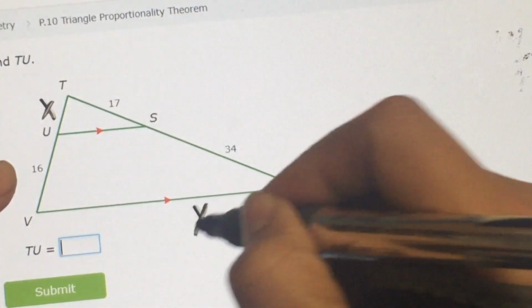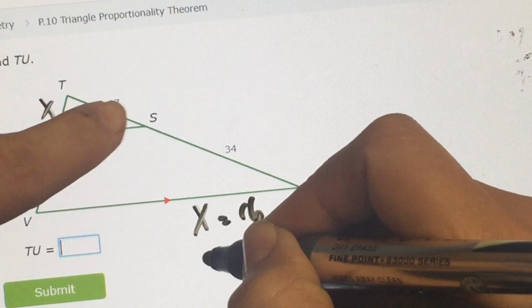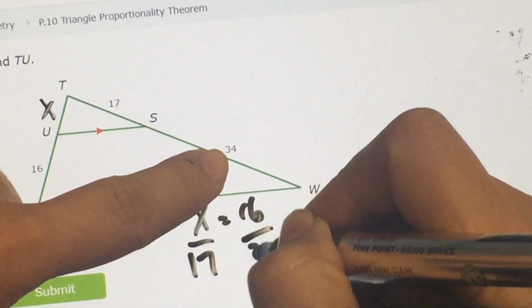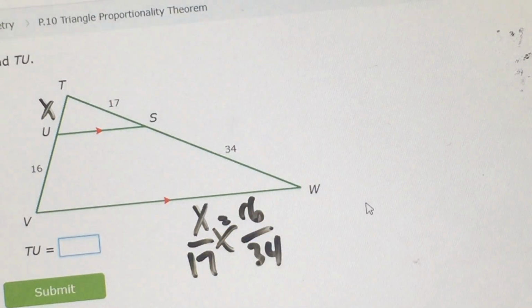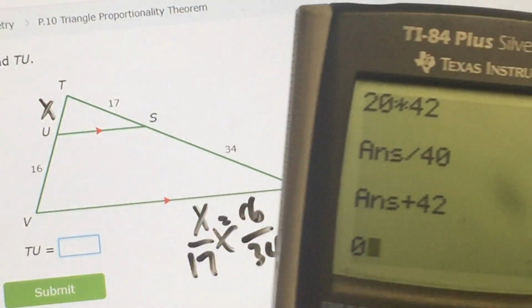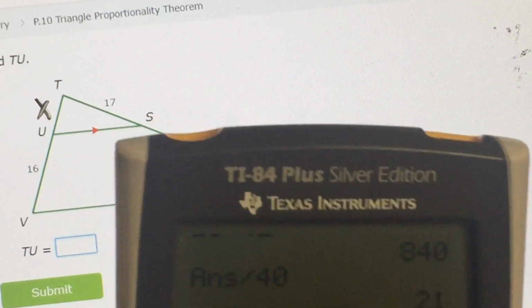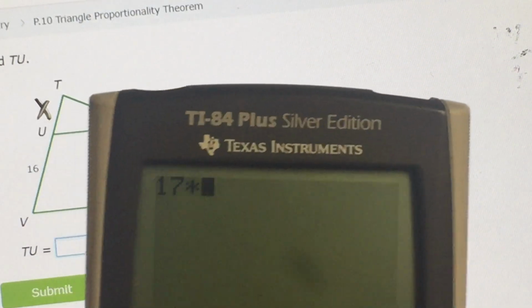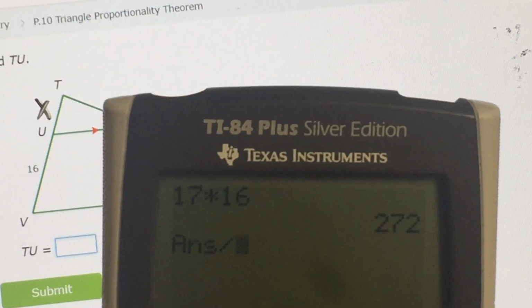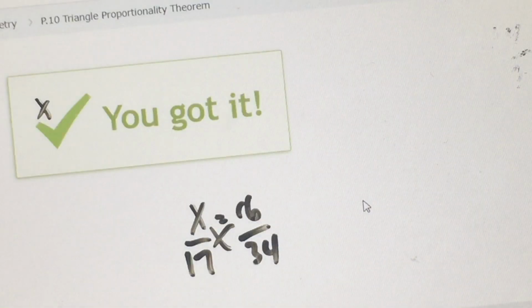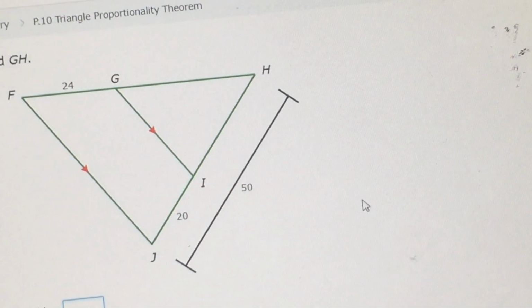All right, so TU. x goes with 16 because they're parallel, and 17 with 34. Cross multiply and divide. So 17 times 16 divided by 34, 8. So let's make sure we read the question.